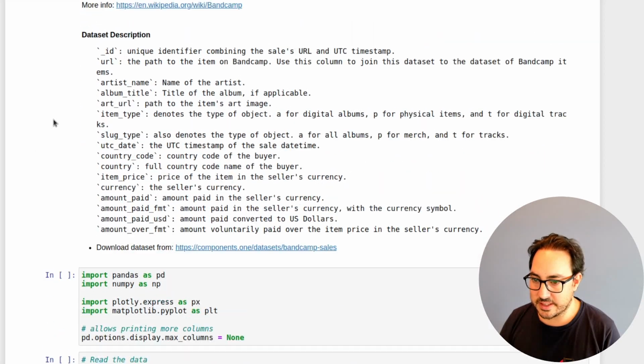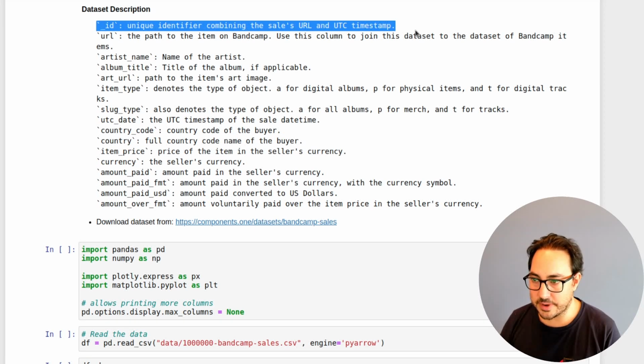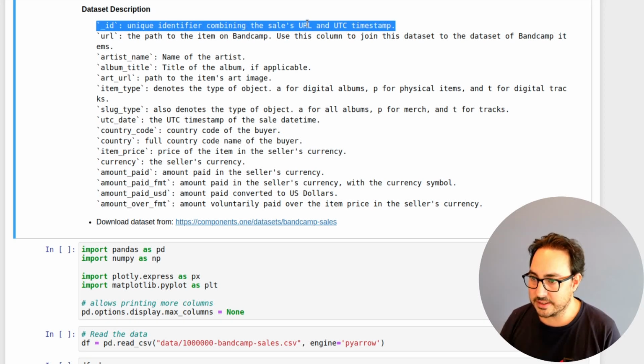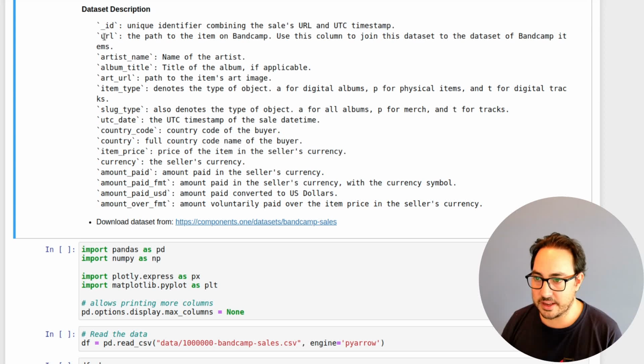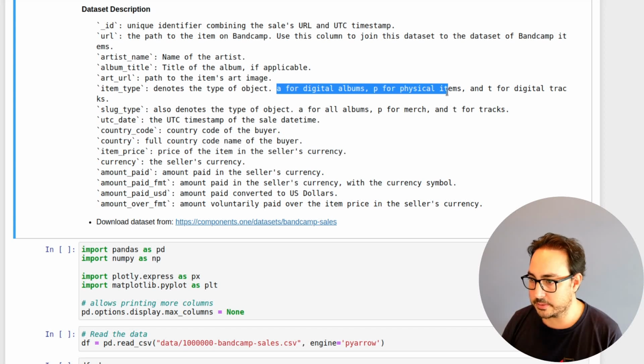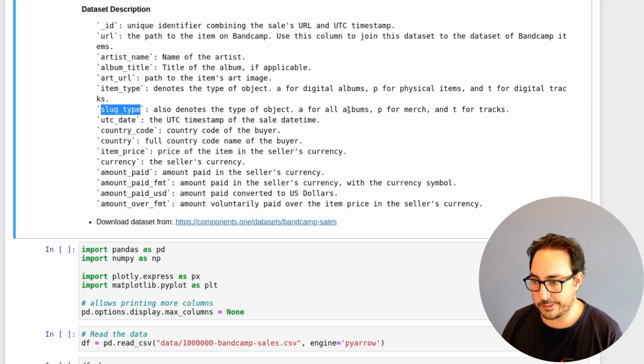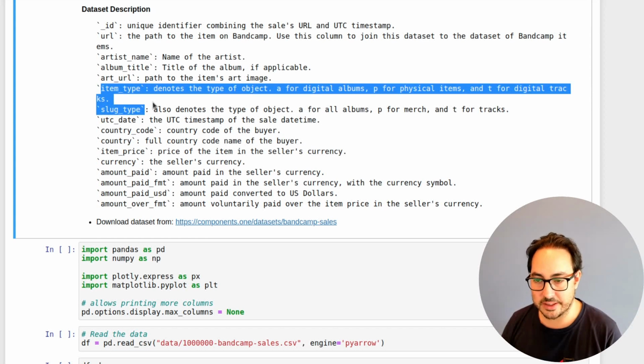So this is the dataset we have. We have some sort of ID identifier that is the sale URL and the timestamp. So basically, this item was sold at this timestamp. That's what makes it unique. And then we have the URL, the item, the artist name, the album title, some image, the item type. So this is digital albums, physical items, digital tracks; slug type: albums, merch, and tracks. So these two basically determine what kind of item is being sold.